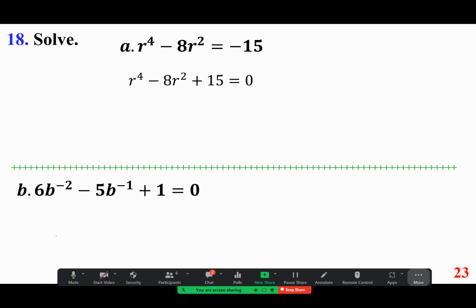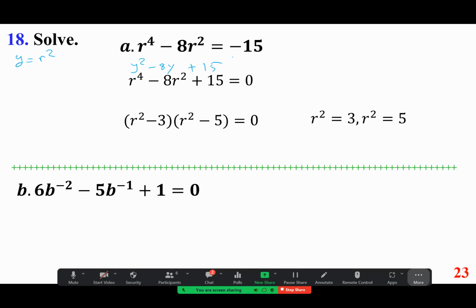I'll show you quickly. If you let, say, y be r squared, then what you're looking at is y squared minus 8y plus 15, and you can factor it. Or you may factor it just the way it is. You want two numbers whose product is 15 and whose sum is -8. The answer is -3 as well as -5. So r squared is either 3 or 5, which means r is plus or minus square root of 3, r is plus or minus square root of 5. There are 4 answers here.